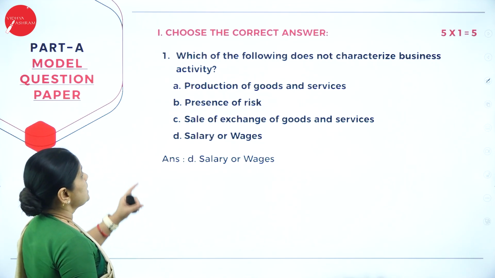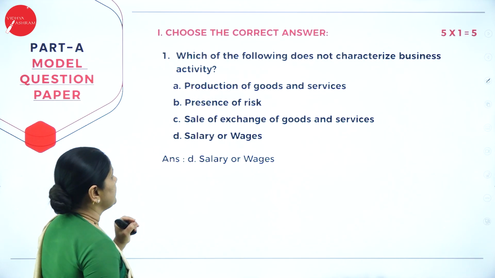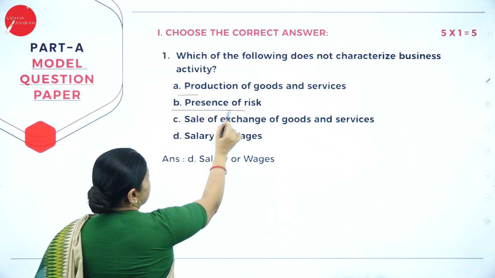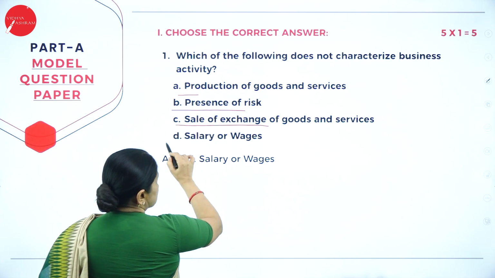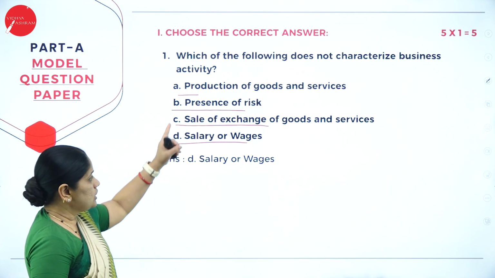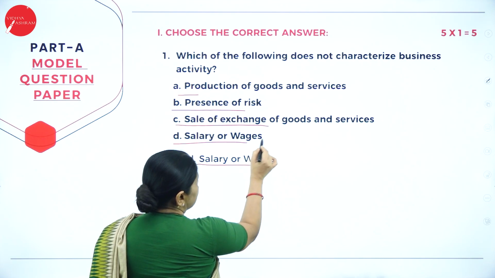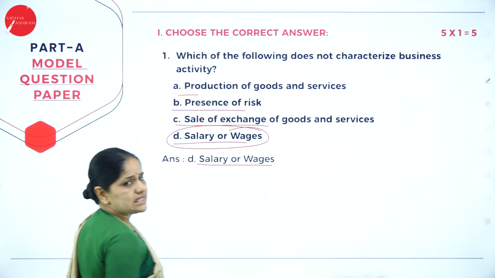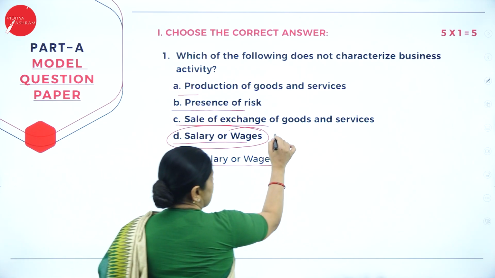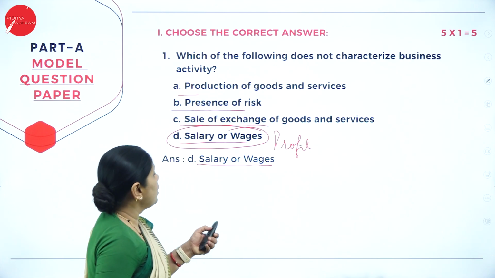So the first question is, which of the following does not characterize the business activity? So options are production of goods and services. Option B, presence of risk, sale and exchange of goods, and salary or wages. So the answer is option 4, that is salary or wages, because in business we don't give any salary or wages. In business the return is the profit. So this is the right answer, salary or wages.